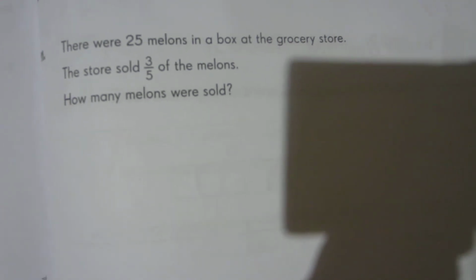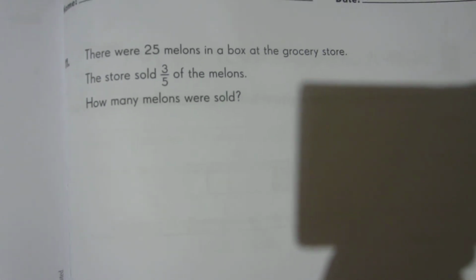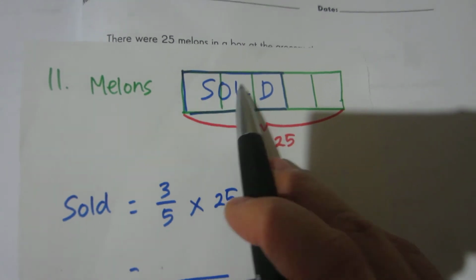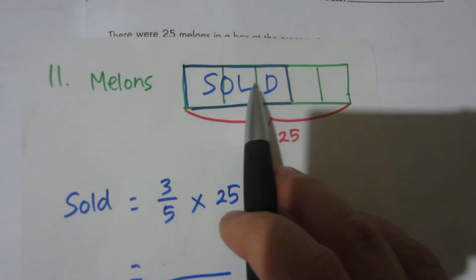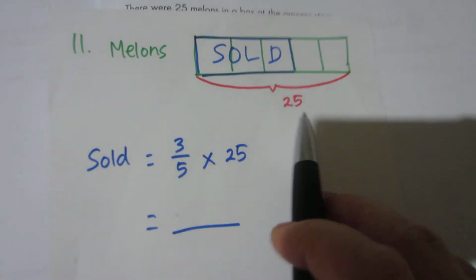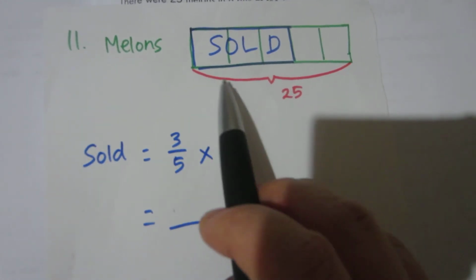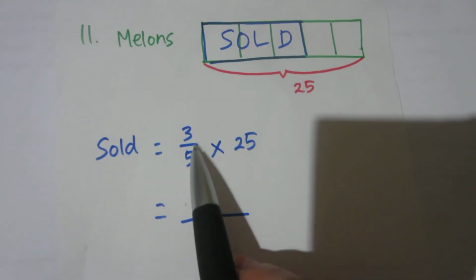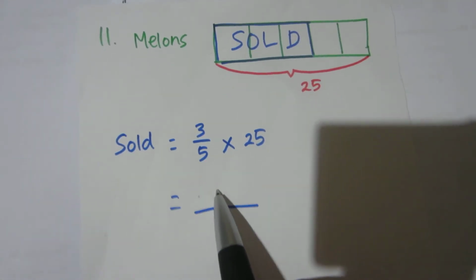Next, number 11. There were 25 melons in a box at a grocery store. The store sold 3/5 of the melons. How many melons were sold? So this is the melon. 3/5, 1, 2, 3. 3 out of 5s were already sold. The total number is 25. So how many was sold? That is 3/5, 3 out of all 5. Multiply by 25.